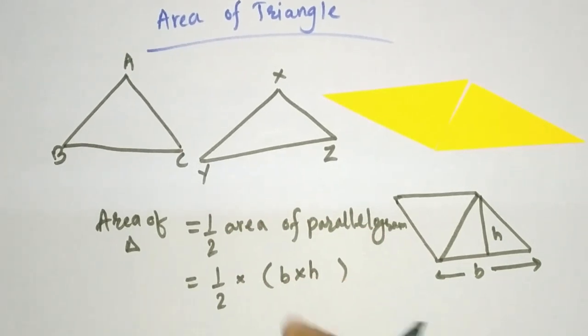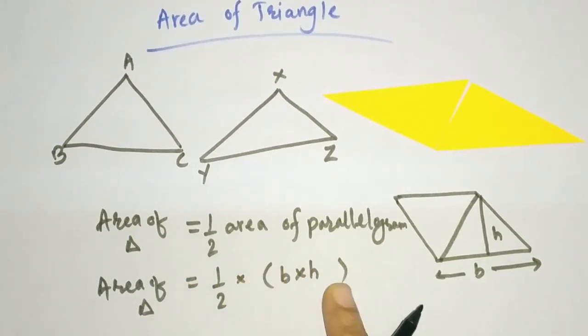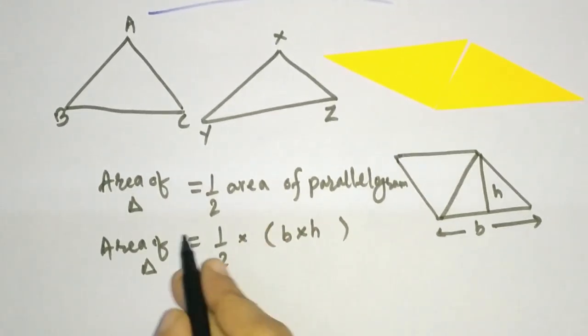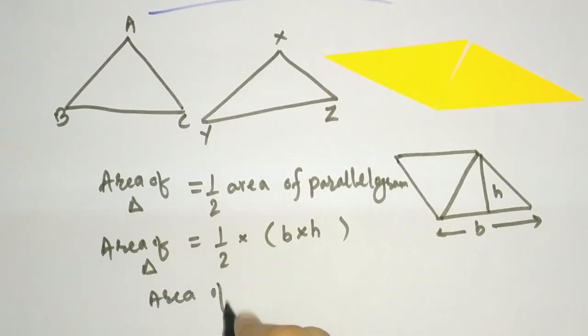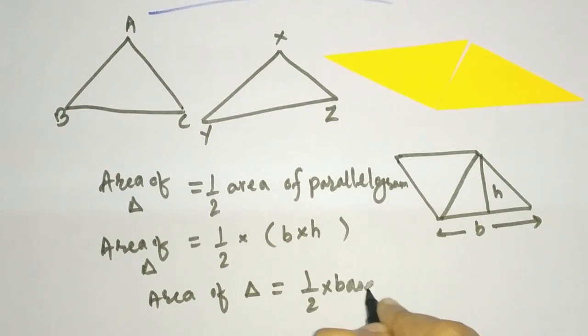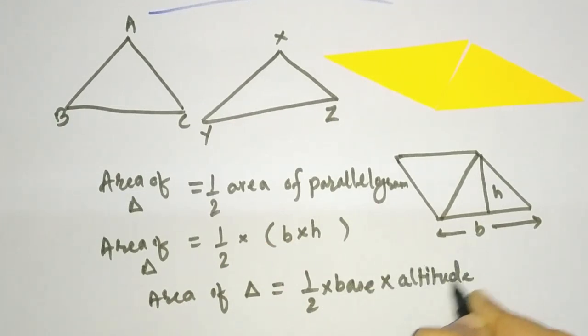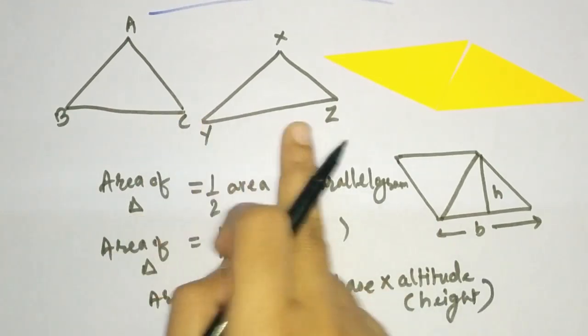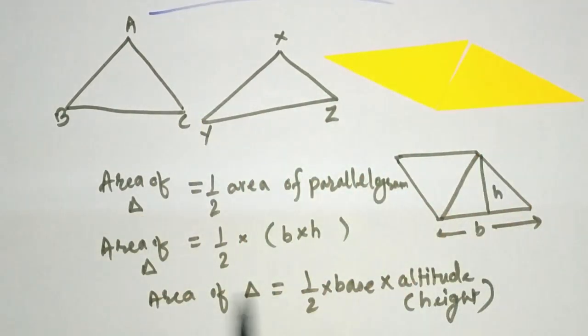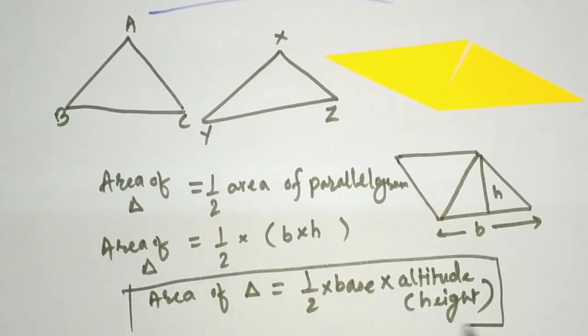So friends, here we got the area of a triangle. Area of a triangle is 1/2 base into height. Or you can say area of a triangle is equal to 1/2 base multiplied by height, or you can say altitude. For height you can say altitude also. In this way, from the area of a parallelogram we got the area of a triangle.